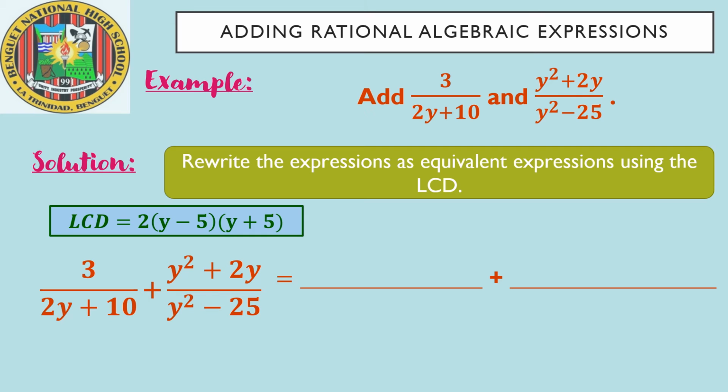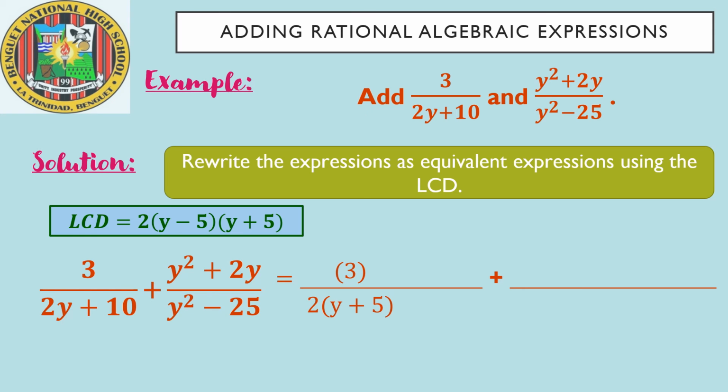Remember that we use the LCD as the common denominator of our rational algebraic expressions. So for our first RAE, we have to choose carefully the expression we are going to multiply to the numerator and denominator. It helps if we rewrite our denominator in its factored form, so that we can know which factor is still missing based on the LCD.